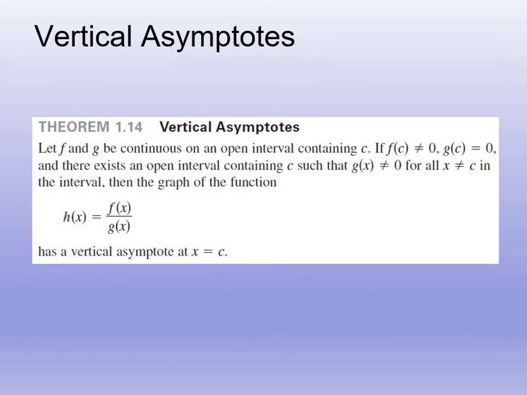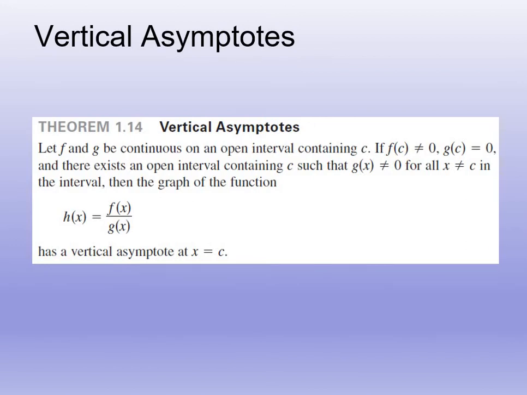Okay, so if f of c cannot be 0, and g of c is 0, and there exists an open interval containing c such that g of x cannot be 0 for all x not equal to c in the interval, then the graph of the function h of x equals f of x over g of x has a vertical asymptote at x equals c. All right, what does all that really mean?